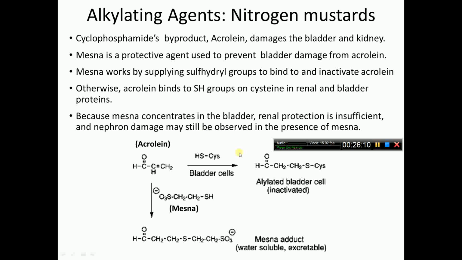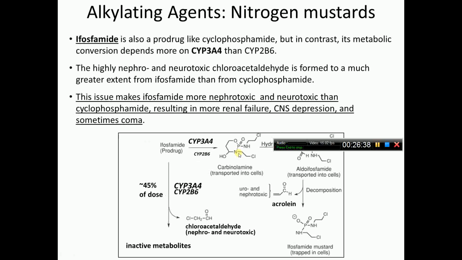Okay, it's very important to understand, though, like I have right here, that Mesna basically concentrates in the bladder, so we have a lot of bladder protection, but the acrolein that gets in the kidney is not really going to be neutralized, so we will still get kidney damage when we use Mesna, because the acrolein is still going to be there by itself, free to bind to cysteines. So the bladder is protected. We should not get as much hemorrhagic cystitis, or we should avoid it completely. But kidney damage is certainly a possibility with cyclophosphamide, regardless of Mesna administration.